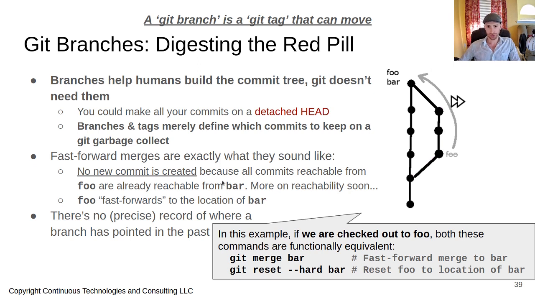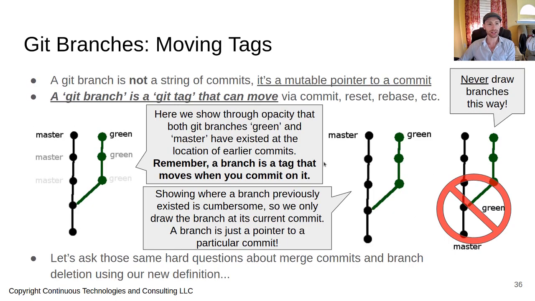Another downstream consequence of understanding what Git branches are is that you realize there's no precise record of where a branch has pointed in the past. Remember, in this visualization, we showed that master used to be here, and green used to be here and here. That information actually doesn't exist anywhere in Git. I've just shown it here as an illustrative point. Since a branch is just a pointer to a particular commit at any point in time, we can't actually know where any particular branch pointed at an arbitrary time in the past.